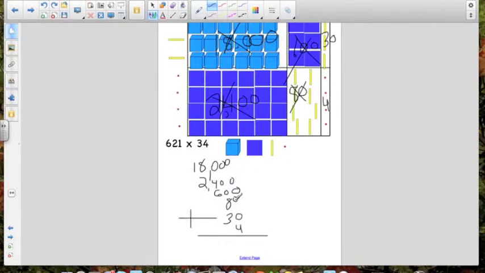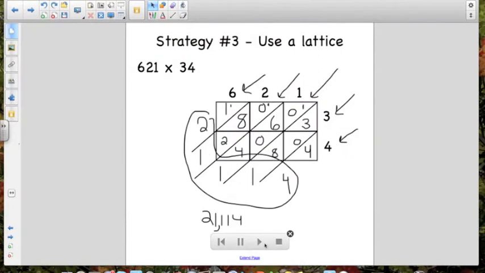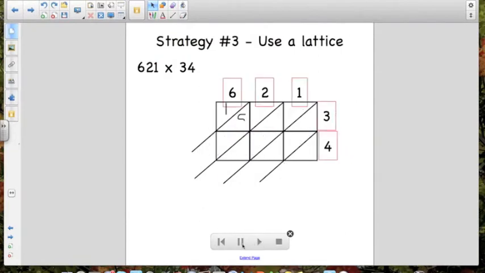0, 0, 0, 0, 0, and 4. 0 tens, 0 tens, 0 tens, 8 tens, and 3 tens, 11 tens, 100, 400, 600, 1100, carry the 1, 1,000, 8,000, and 2,000, 11,000, carry the 1, and once again, we have our magic number of 21,114. Let's see the next way, which I like.